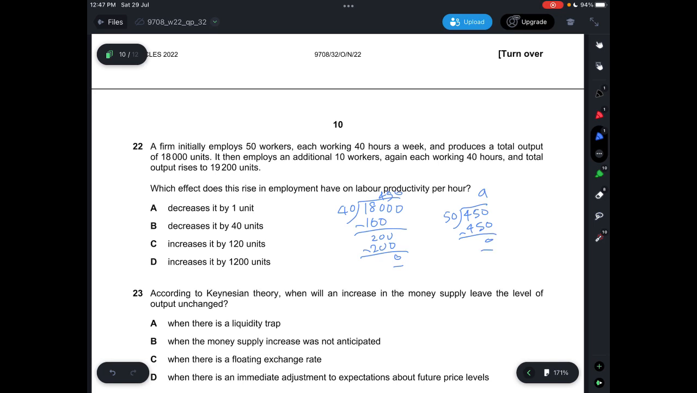Let's take a look at the additional 10 workers. Let's just add it together, so 60. Let's take 19,200 divided by 40 again, which gives 480. We divide 480 by 60, so you get 8. So you can see from 9 units it becomes 8 units. So there's a decrease by 1 unit. So answer is A.